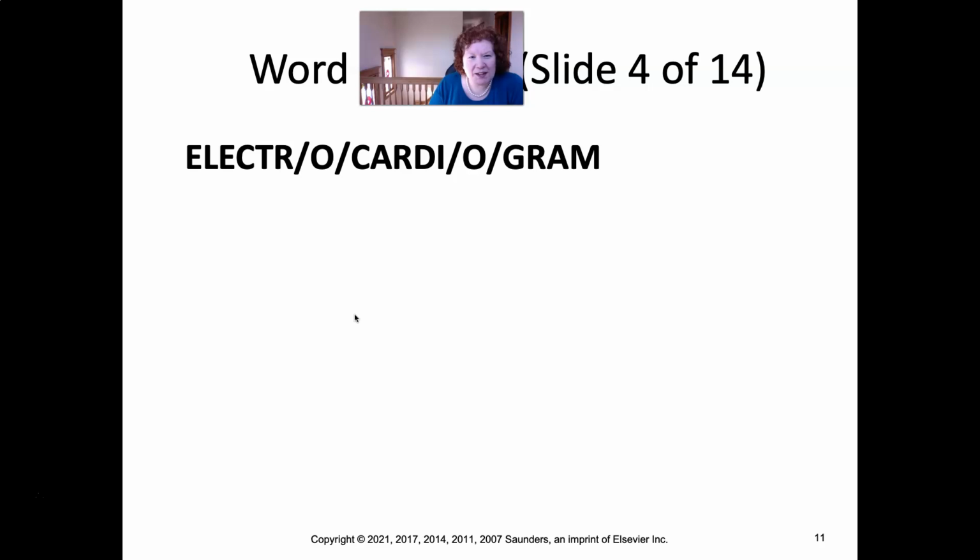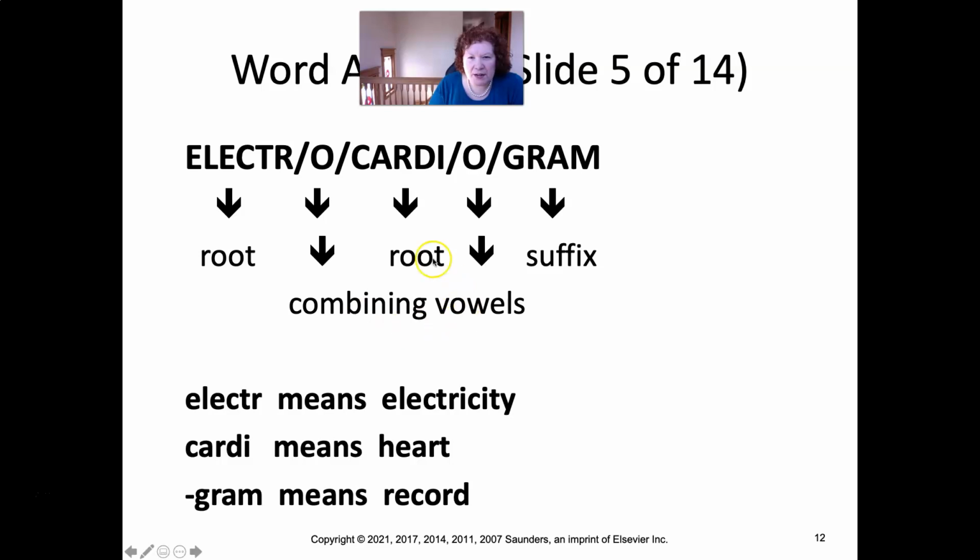So let's do another one together, electrocardiogram. If we break it down, again, starting at the back, we're going to start with gram. That is a record or recording of. O is a combining vowel. Cardi means heart, and it's a root. You have another combining vowel, and then you have electr, which means electricity. So this is a recording of the electricity of the heart, or recording of the heart's electricity. Either way.